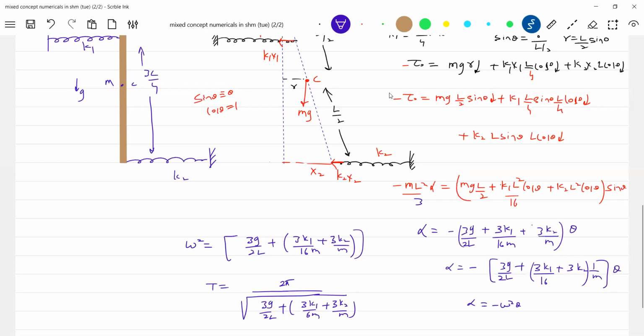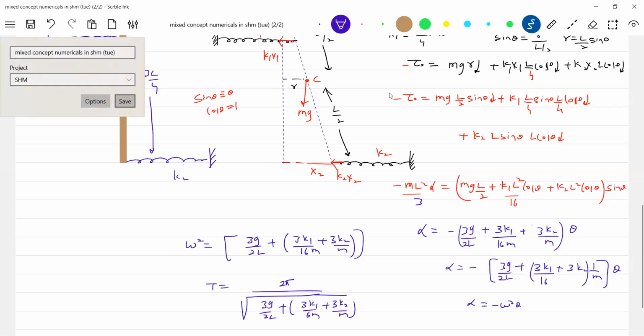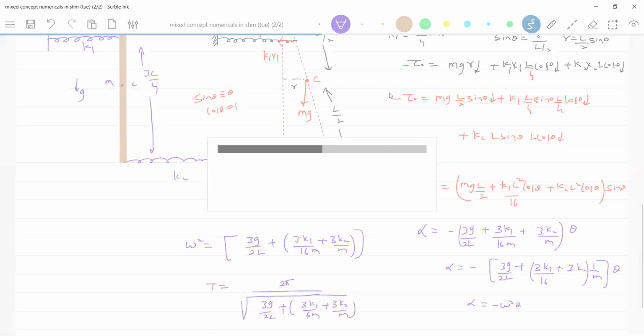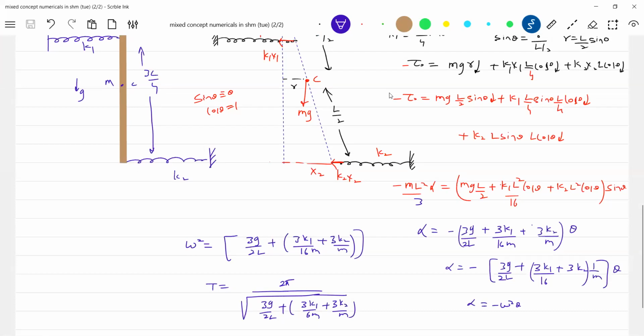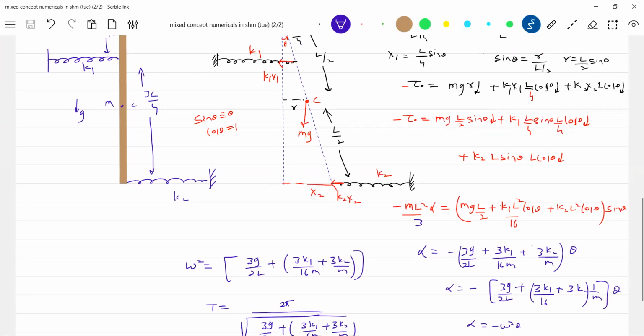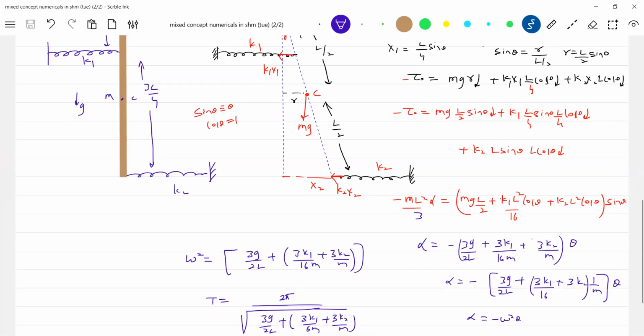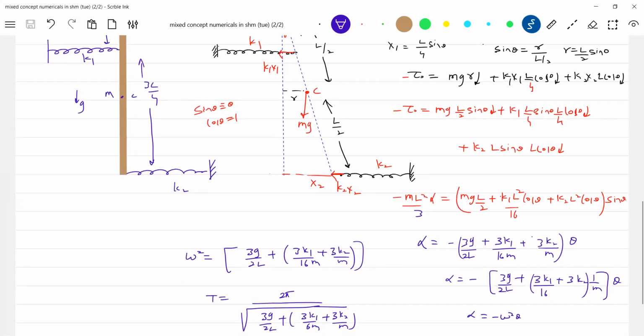Okay, so like this we will get this one. Sir, in the time period, 3K1 by 16, sir. 16, I'm missing. Yes. Okay, I'll minimize so that you can see the total problem.